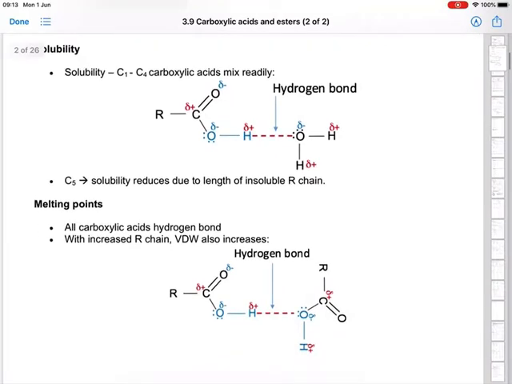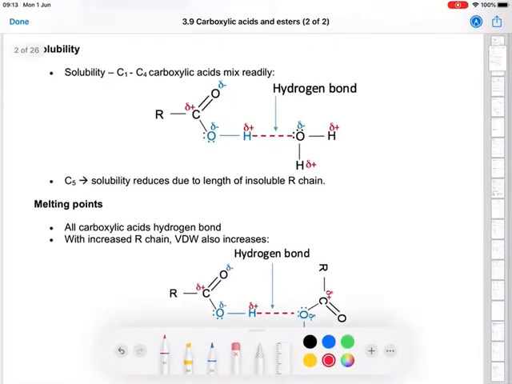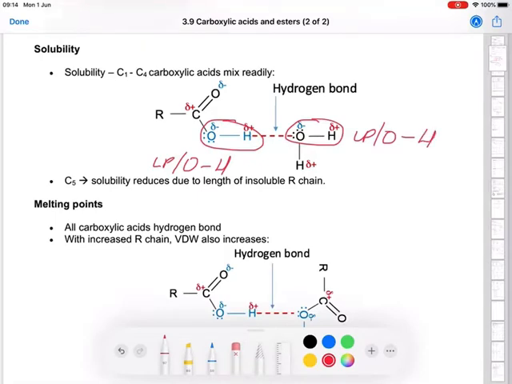In terms of their solubility and their melting points, well, the carboxylic acids have this OH here, which has an oxygen with a lone pair directly bonded to a hydrogen, which means that it is able to do hydrogen bonding. And of course in water we've got exactly the same. We've got a lone pair of electrons and we've got an oxygen bonded to a hydrogen here.